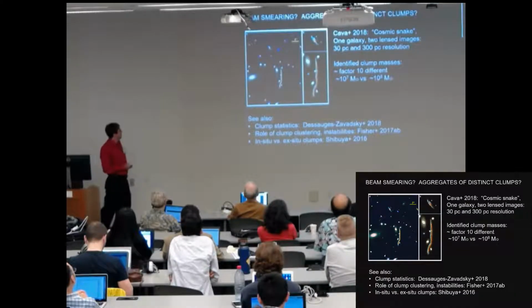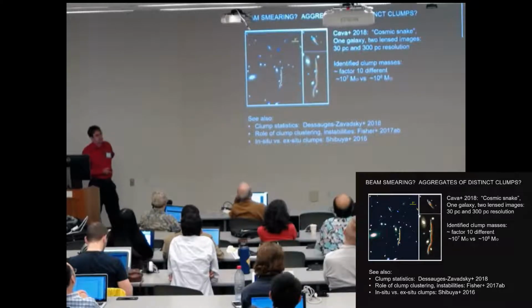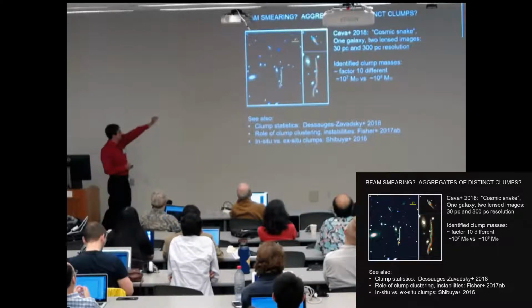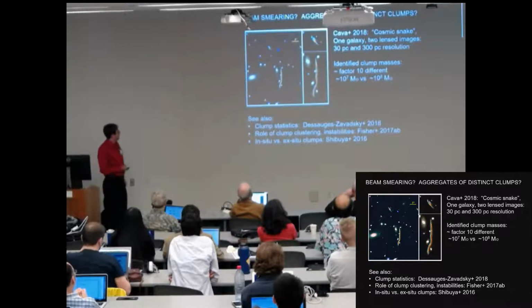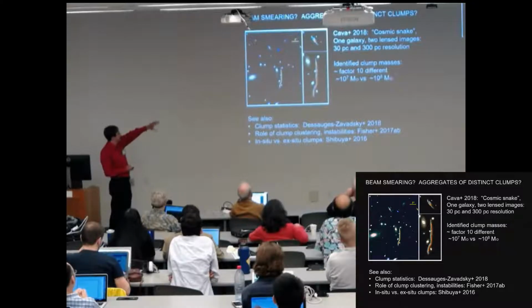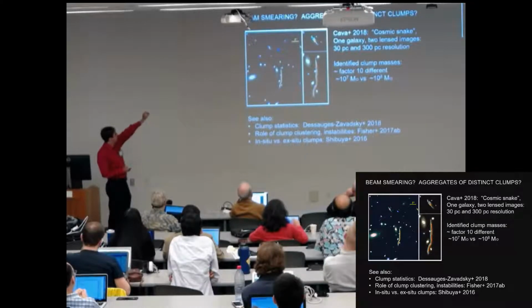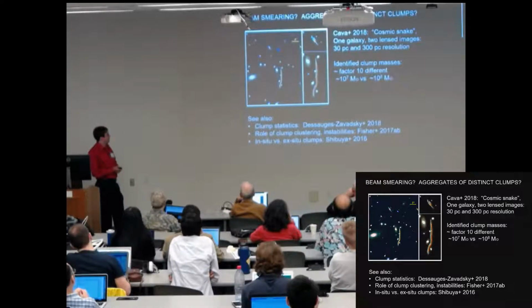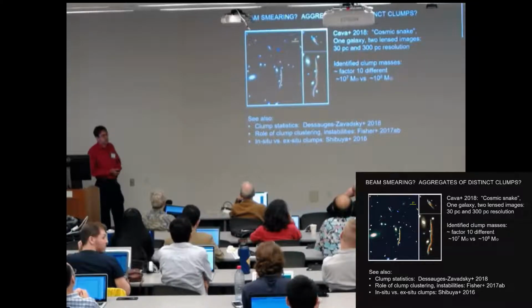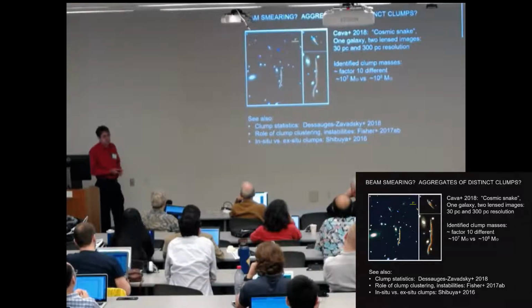And there was another fun paper that just came out. This is the cosmic snake. You can see it. It's a very fun image. There are two lensed images that they've been looking at within this cluster of galaxies of the same high redshift galaxy. The top left one has an effective resolution of 300 parsecs versus the bottom right one, which has an effective resolution of 30 parsecs. And so they can do their analysis on both images, and they come up with a different result for what the clump masses are, which we would just attribute to beam smearing type effects.